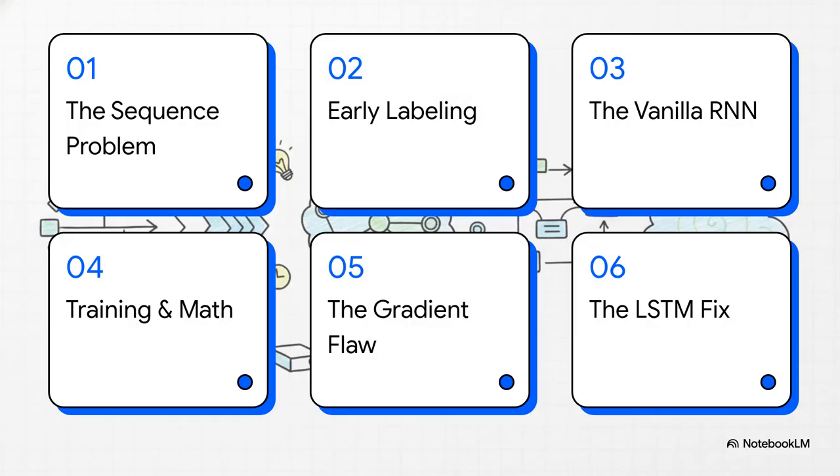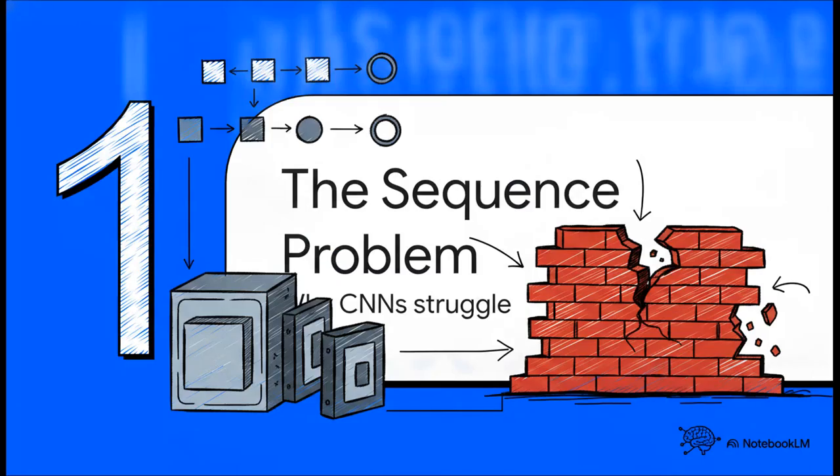Here is our agenda for today. 1. The sequence problem. 2. Early sequence labeling. 3. The vanilla RNN. 4. Training and math. 5. The gradient flaw. And 6. The LSTM fix.